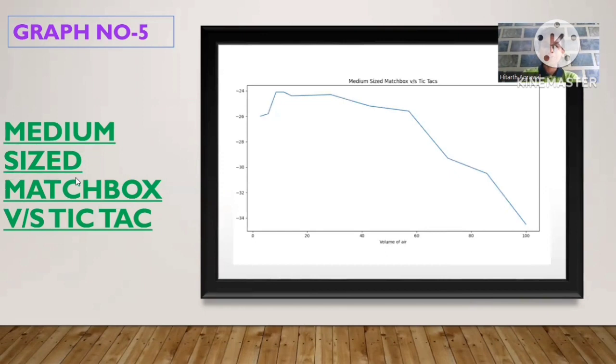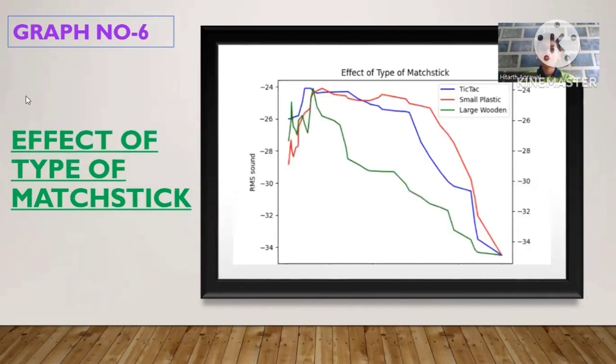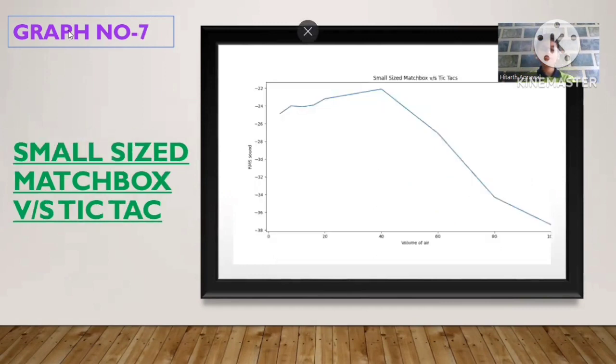Graph number 5, medium sized matchbox versus tic tac. Graph number 6, effect of different types of matchsticks. As you can see, it is mentioned with different colors for each matchstick. Graph number 7, small sized matchbox versus tic tac.